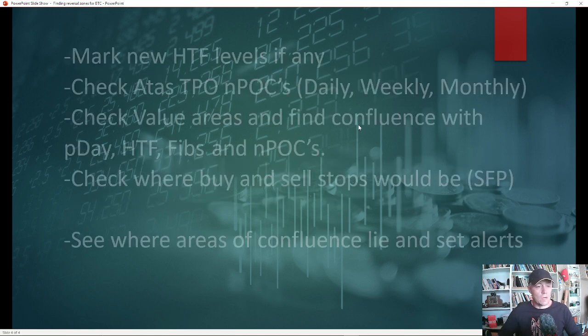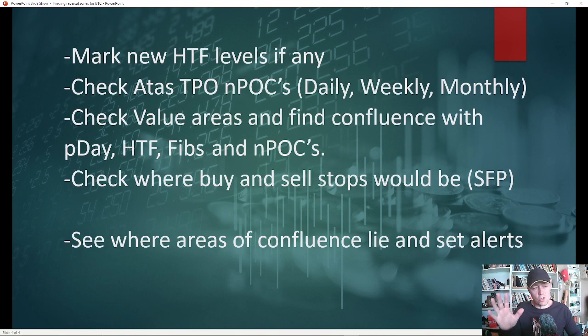So I'm going to go through my basic charting process, and I basically start with charting new high time frame levels if there are any new ones. I check ATIS, TPO, find nPOCs, which is naked point of controls, and those naked point of controls are untapped levels of liquidity. It's all about finding liquidity, all about finding trapped traders, and those traders will enter at a certain point, enter at the wrong place in the middle of the range, and when price goes to the extremes of the range, they'll close their trades.